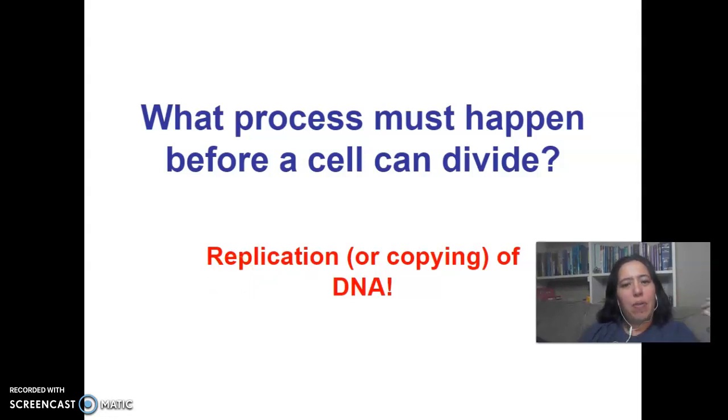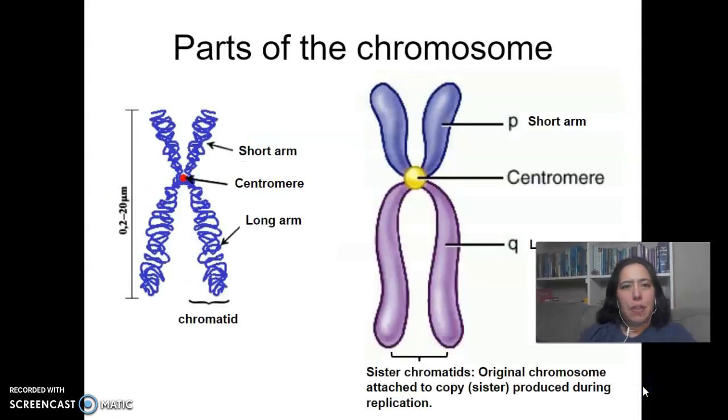So we have to replicate that DNA, that instruction manual, before that cell can divide, so that both copies have a full set of instructions. All right, so how do they do that? Well, most of the time within a cell, if you're looking at a cell under a microscope, you're not going to see the genetic information.